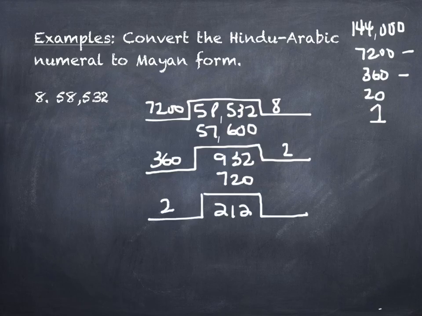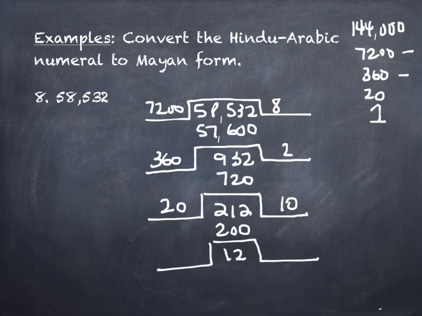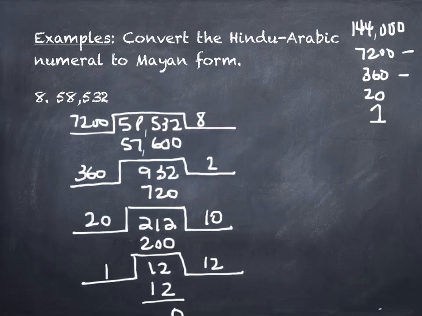I take my next place value, which is 20, so the 20's place, and if I divide by 20, I get 10. And of course, 10 times 20 is 200, which leaves me a remainder of 12. And after my remainder of 12 here, I would go to the ones place. It would go in 12 times, and I would have a remainder of 0. So let me move this over here to the right-hand side so that we have space to actually write the numeral.